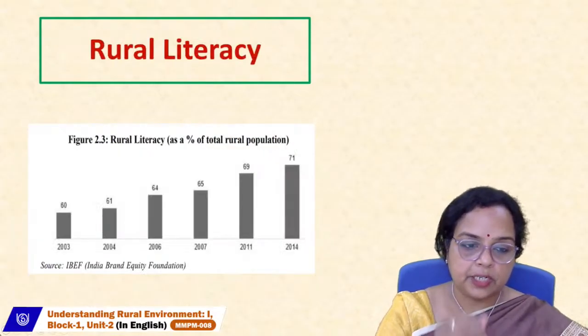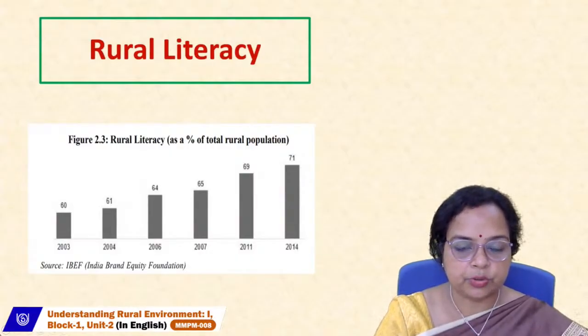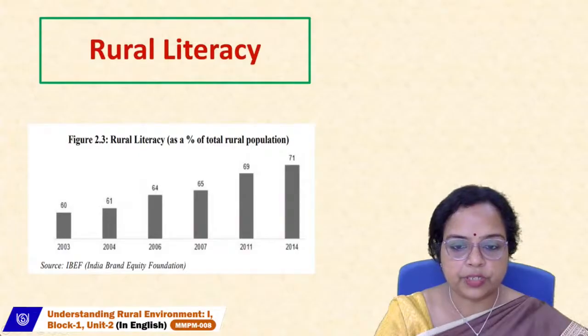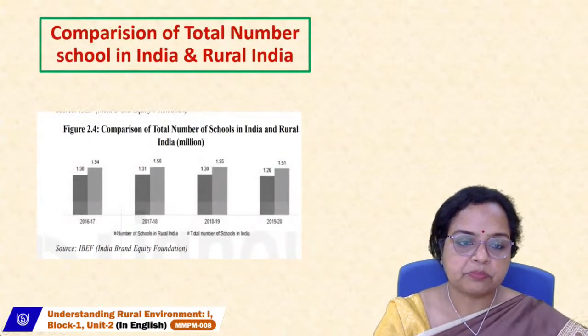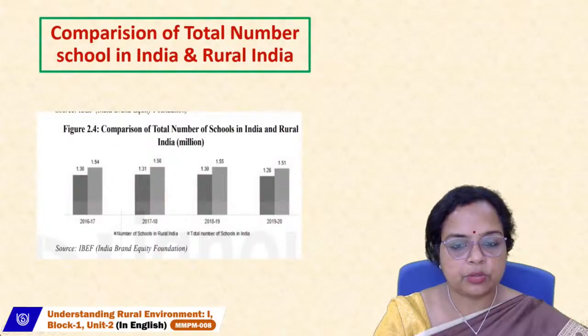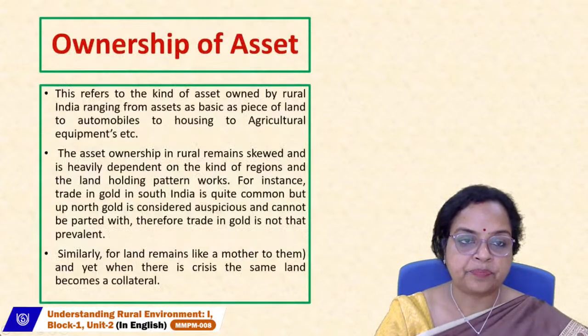Rural literacy in 2003 was 60% of the total population. In 2014, we have a 71% rural literacy rate. Comparing the total number of schools in India, in 2016-17 we had 1.3 million schools in India. In 2019, it is almost 1.51 million. So there is a steady increase in creating school buildings and developing schools in rural areas.